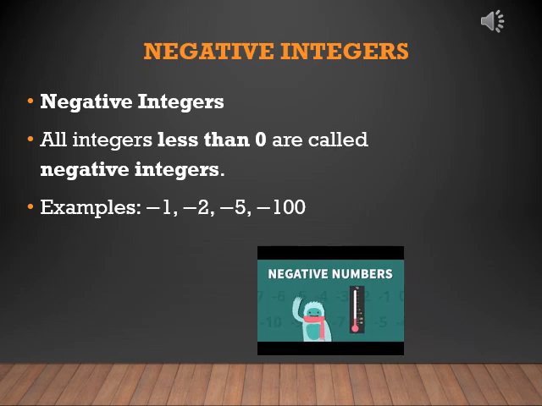We use negative integers to show situations like loss of money, temperature below 0 degrees Celsius, floors below ground level, moving backward or decreasing. So negative integers help us represent loss, decrease, depth, or backward movement, things that go below 0. So in short, we can say negative integers are integers that are less than 0 and have a minus sign.